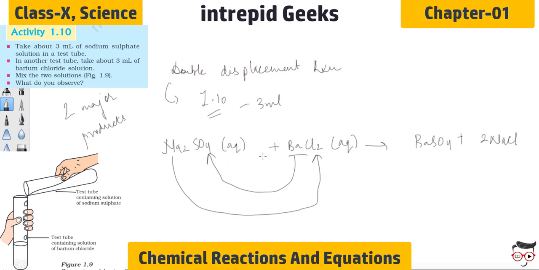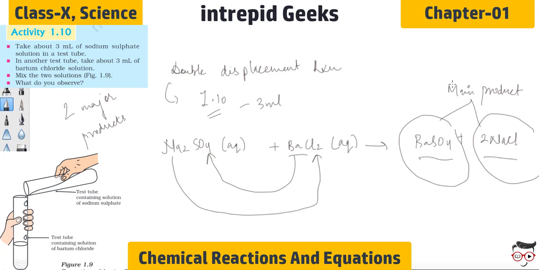So both the reactants are exchanging their ions, right? Ba is exchanging with SO4, Na is exchanging with Cl. That is why new compounds have been formed, which are BaSO4 and 2NaCl, and these two are the main compounds. You can say they are main products.